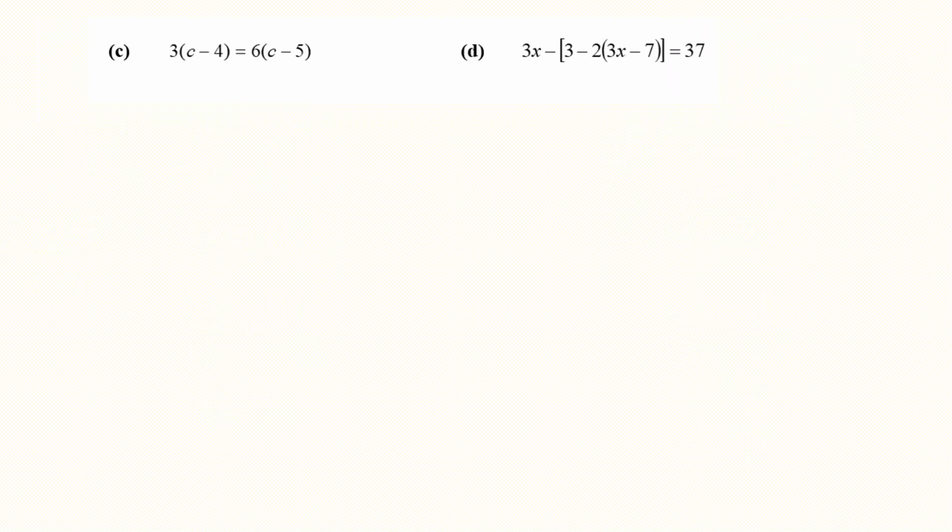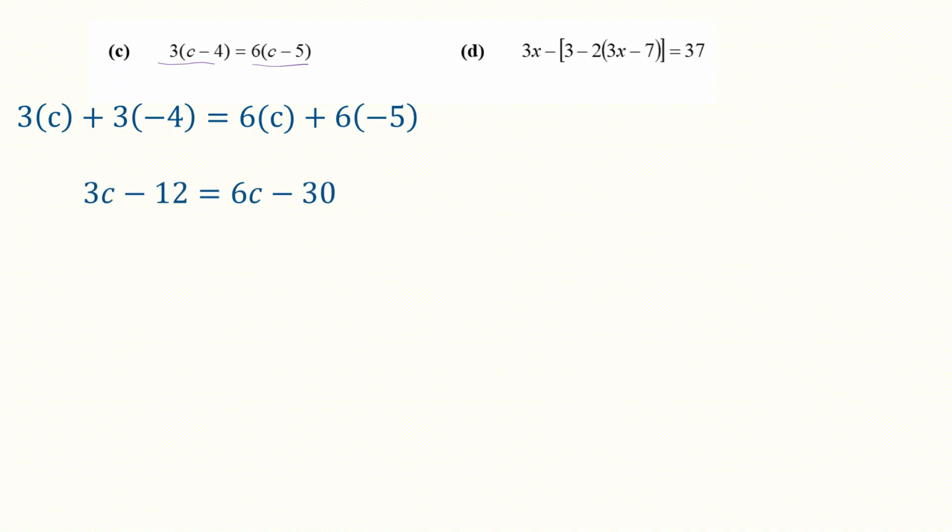Let's look at the next questions. The next questions are slightly harder because we will have to apply the distributive law to expand all these terms before we can manipulate it further. So that will give us 3(c plus 3)... 3(c minus 4) equals 6(c minus 5). That will give us 3c minus 12 equals 6c minus 30.